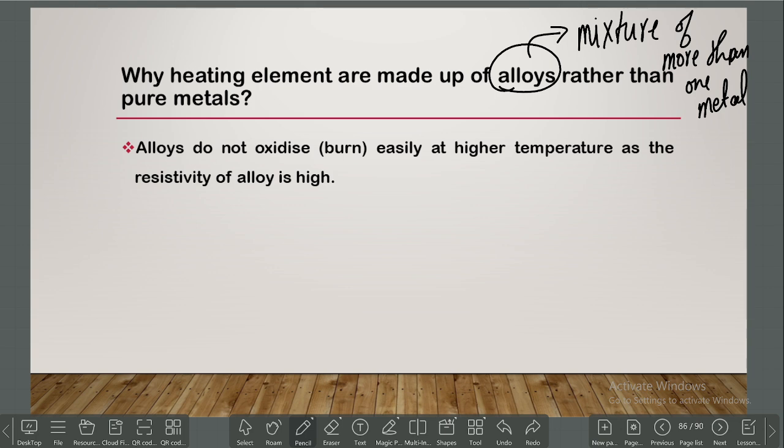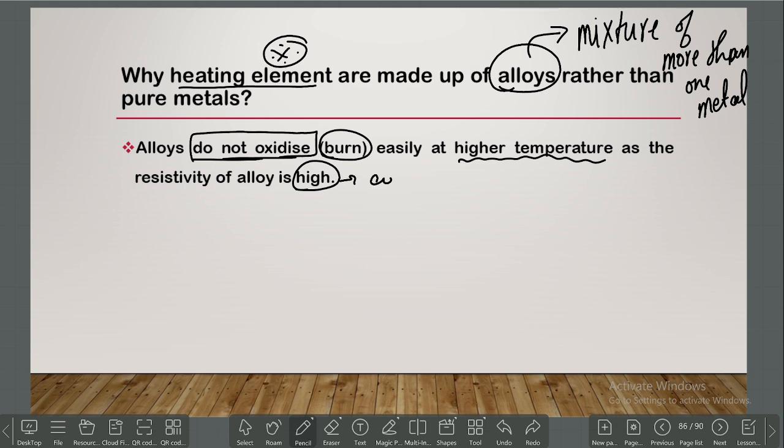And why are these heating elements made up of alloys? There are two reasons. The main reason is that alloys do not oxidize. Oxidize means burn. Clear? It won't burn even at a high temperature. So the first reason is that alloys do not oxidize easily. And the second reason is that the resistivity of an alloy is high, compared to the conductors.